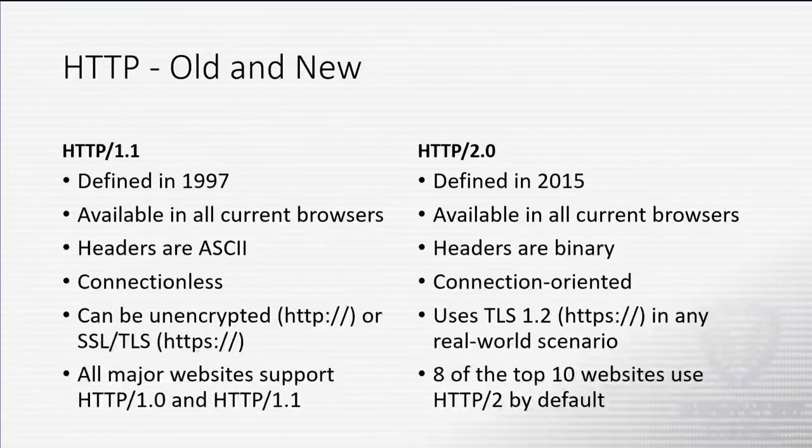Also, with 1.1, it's really a connectionless technology. Your client, your web browser, asks for one file at a time and gets it back from the web server one file at a time. Whereas with 2.0, it is connection oriented. We'll see the term stream pop up a few times, where basically a web server can send a bunch of files at once with a single TCP handshake and a single teardown at the end.